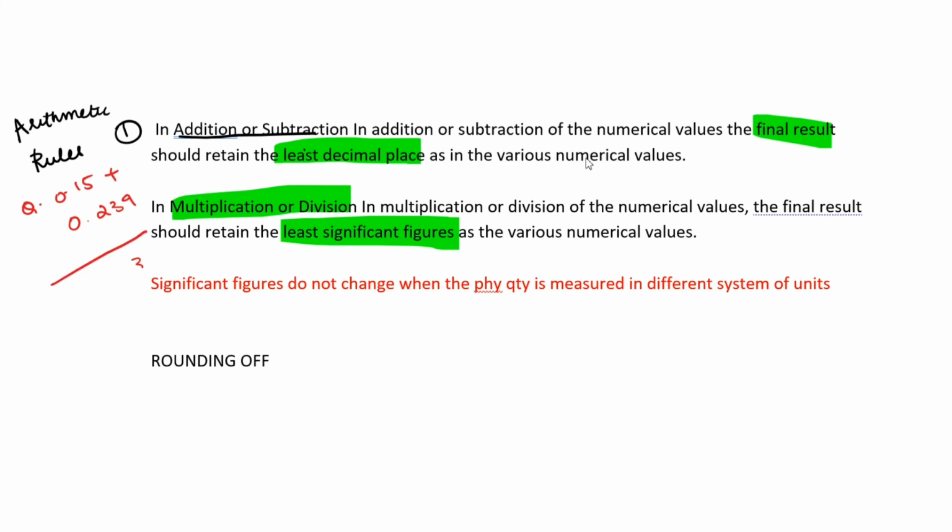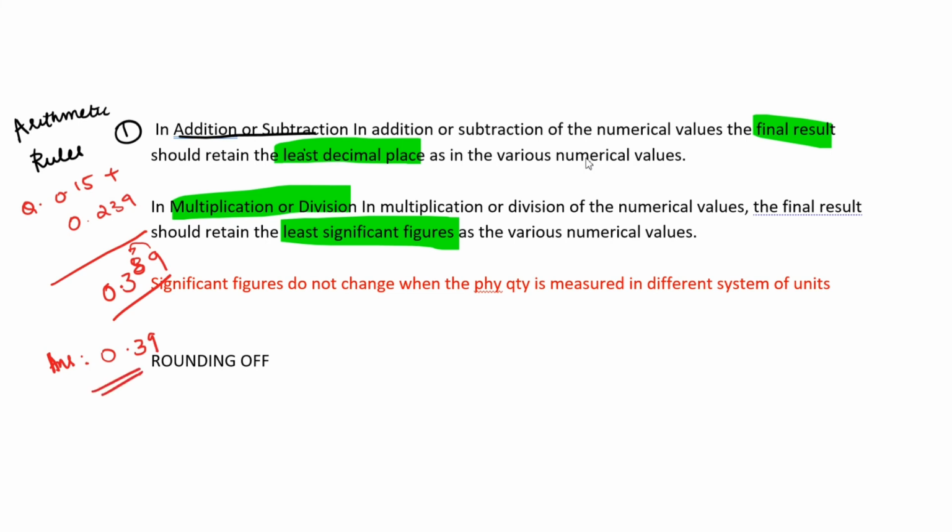So here we are getting 0.389. In the individual values, 0.15 and 0.239, the one which has the least number of decimal places is 0.15, which has only two decimal places. So the final answer should also have only two decimal places. So we should round off the final result to only two decimal places. Rounding off, you will get 0.39. I'll explain the rules of rounding off in the later topic. The next topic is that only.